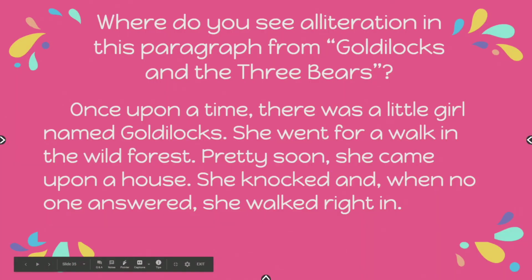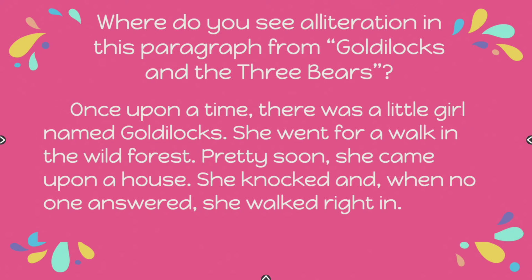So where do you see alliteration in this paragraph from Goldilocks and the Three Bears? Once upon a time, there was a little girl named Goldilocks. She went for a walk in the wild forest. Pretty soon, she came upon a house. She knocked, and when no one answered, she walked right in.